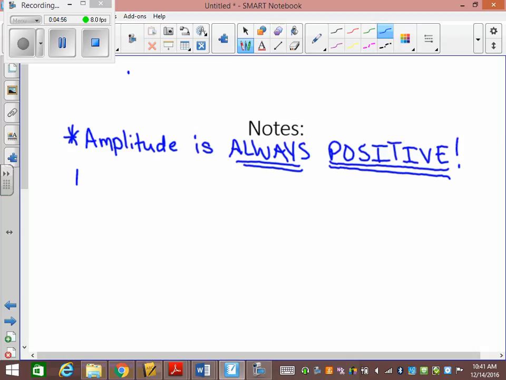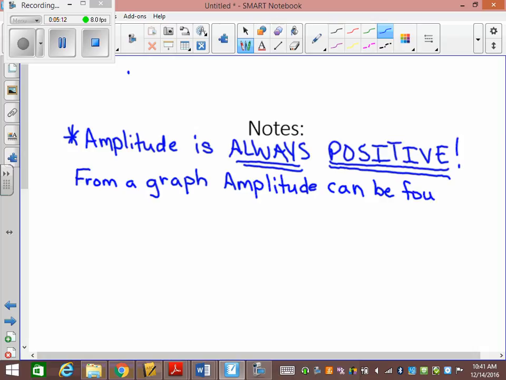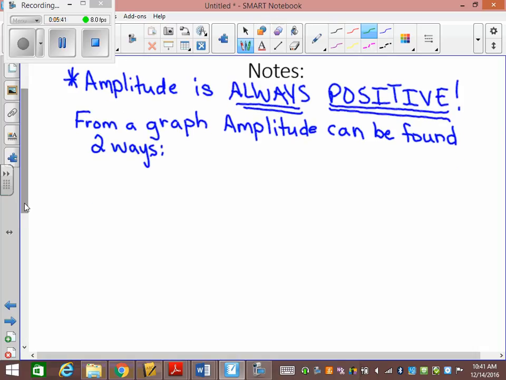From a graph, amplitude can be found two ways. So you need to know both ways? Absolutely not. You pick whichever way you find easier and stick with it. And honestly, no one sticks to the same one. Some people choose one way and some people choose the other. So I give both options now. Which one do I want to show first? Okay, one way.